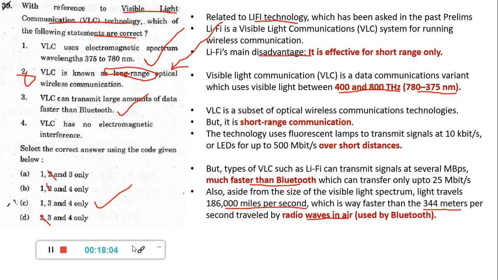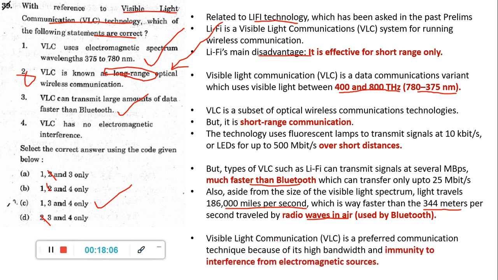Now again, the last one: it is immune to interference from electromagnetic sources. These are all googled information, so this also is true. I'm showing you how each statement is true. So 1, 3, 4 is true, but 2 is wrong because of the short range, and that is the only thing UPSC was expecting you to know. They did not expect you to know all the other things. This way elimination will always work if you are a little bit careful with the statements.